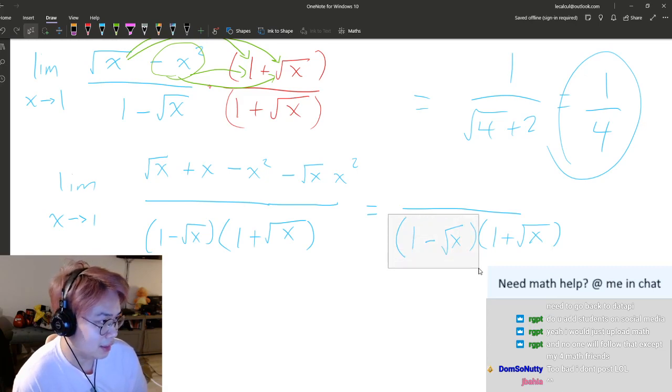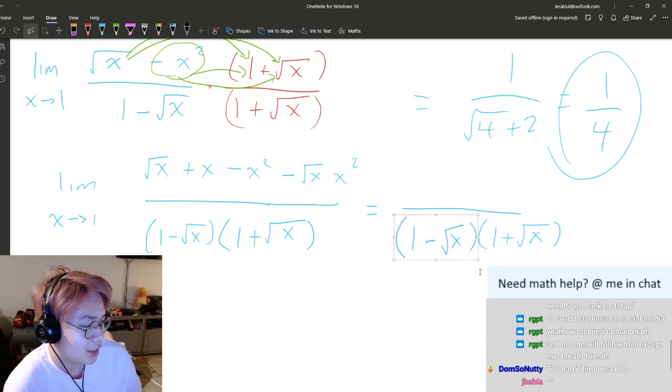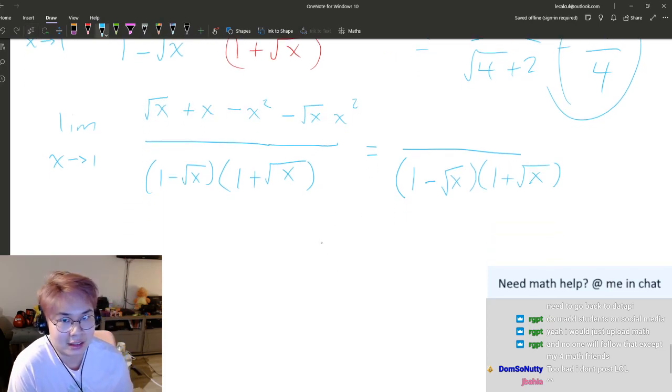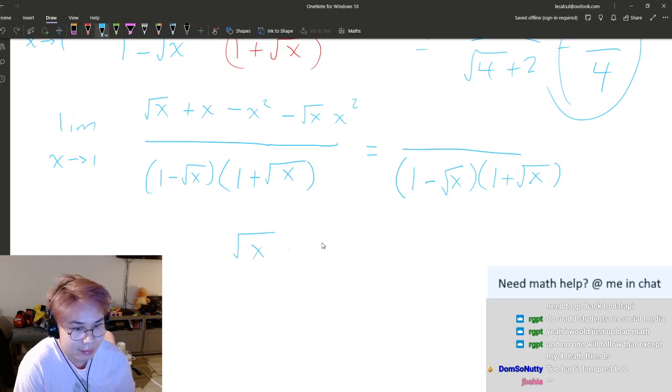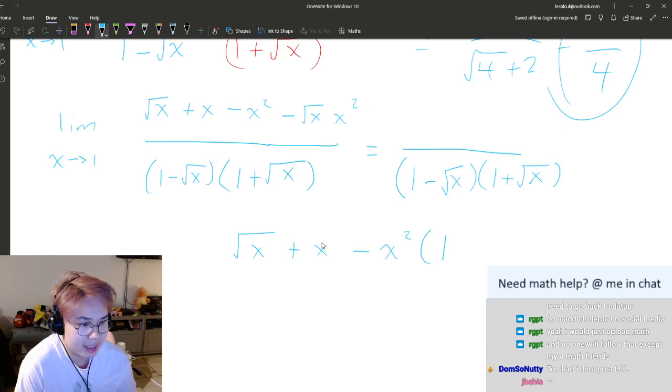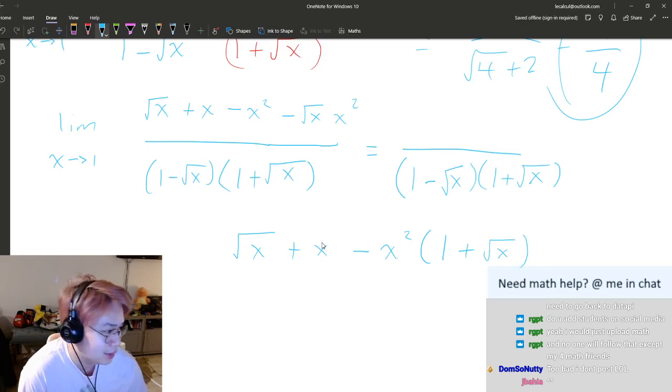Okay, so you see, Jess, I'm trying to get this to show up so I can cancel it out. And I'm gonna play around with it because I'm not exactly 100% sure how this is gonna work out. So I see from this one, I can factor out a minus x squared. So this gives me a 1 plus square root x, although that just kind of undoes the multiplication that I did.